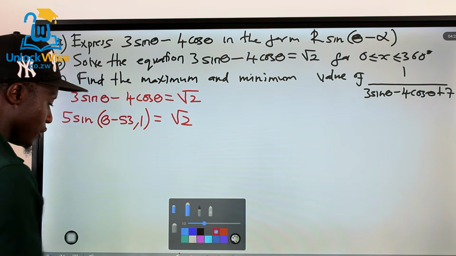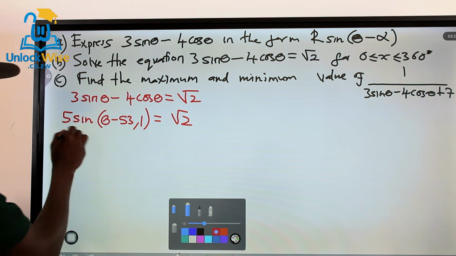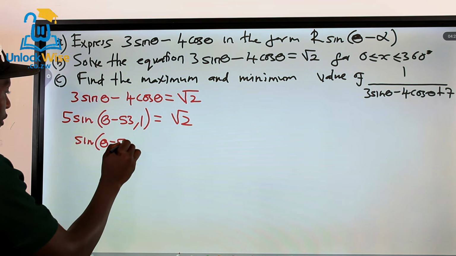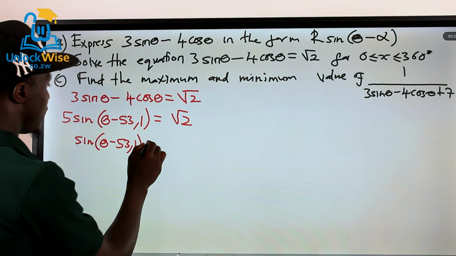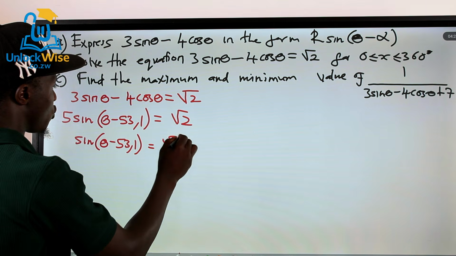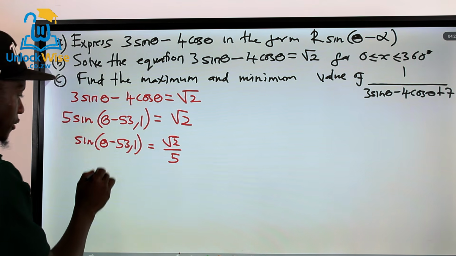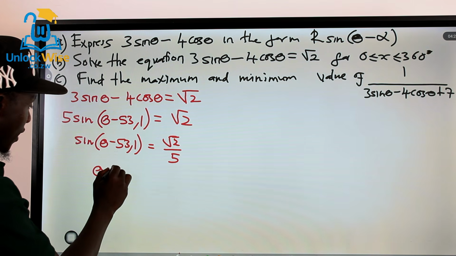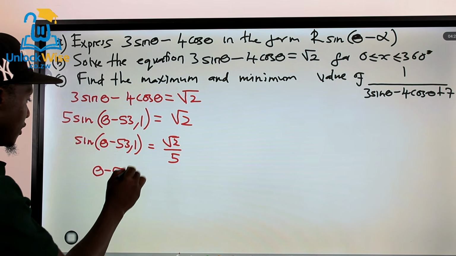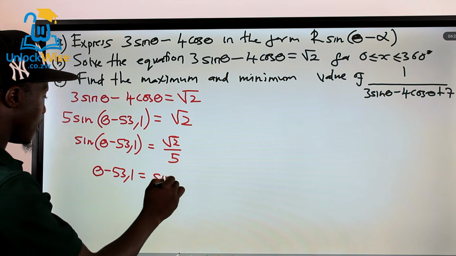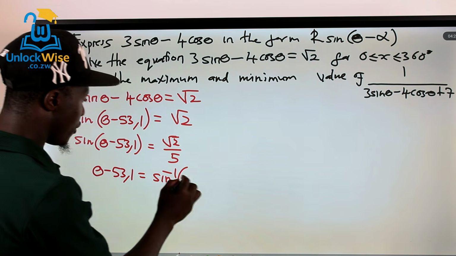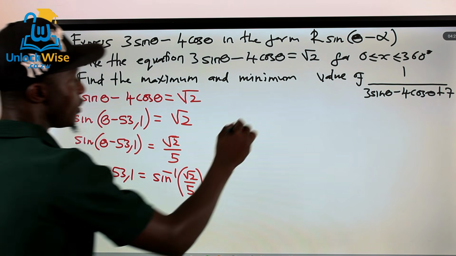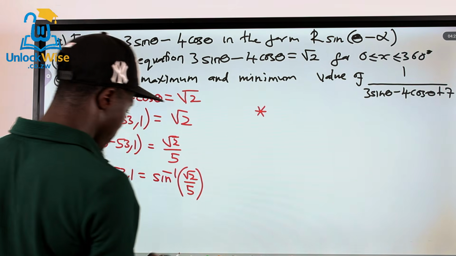Very, very simple. So, you're going to say sine theta minus 53,1 is equals to root 2 over 5. So, theta minus 53,1 is equals to arcsine of root 2 over 5. So, you need to remember this.